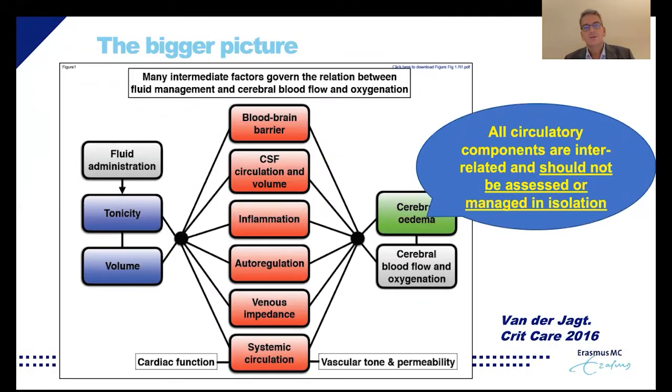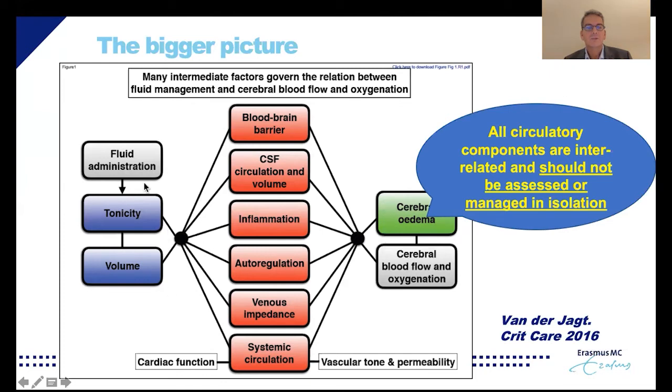On the other hand, we should not think too easily about hypertension as an intervention. So this is from a review I published in 2016. Over here you see in systemic circulation you can add fluid, and it can have a certain tonicity and a certain volume, but then there are all kinds of intermediate factors that influence the relation of the fluids with the effect on the brain. So you can have an improvement of cerebral blood flow and oxygenation, but you can also increase cerebral edema by giving especially too much fluids.